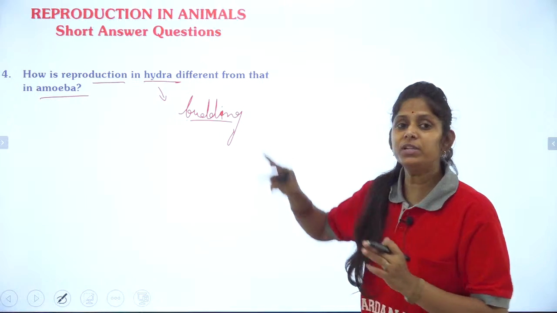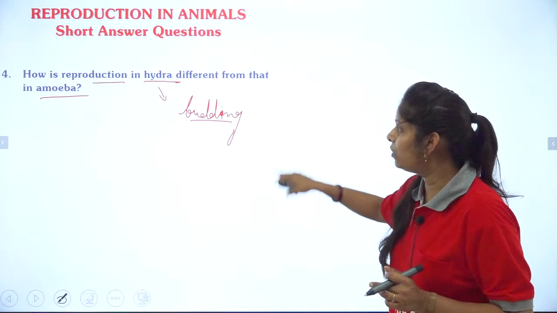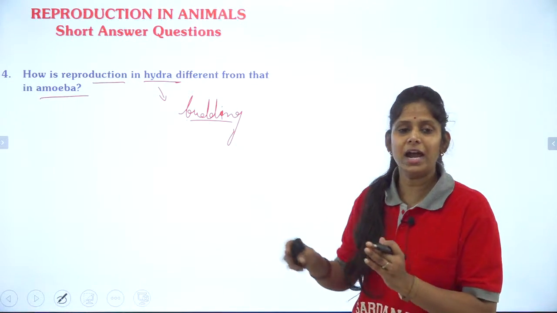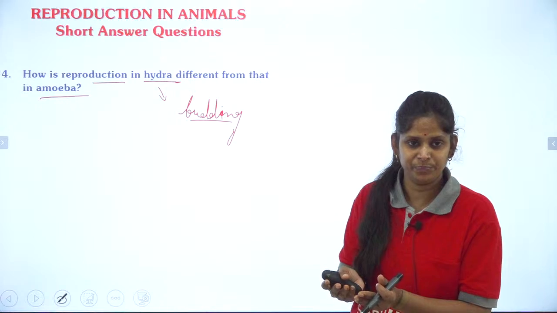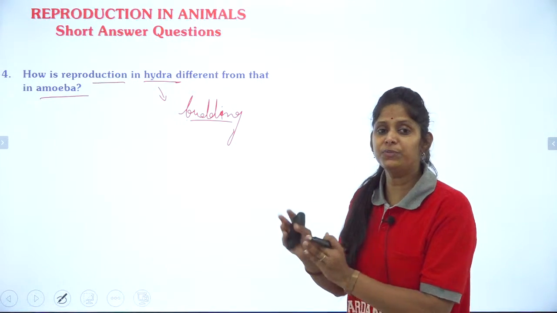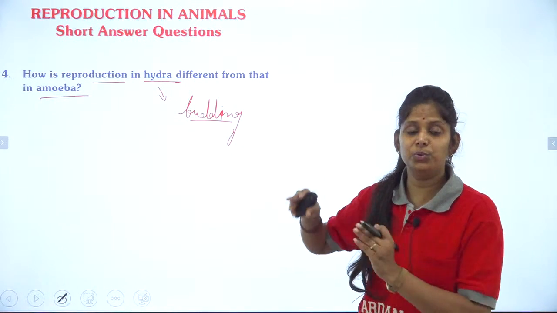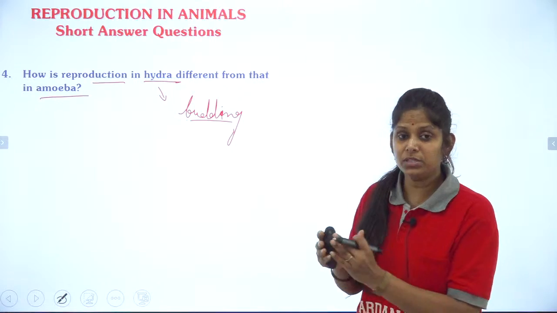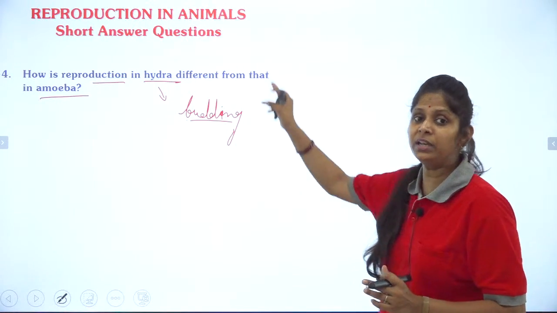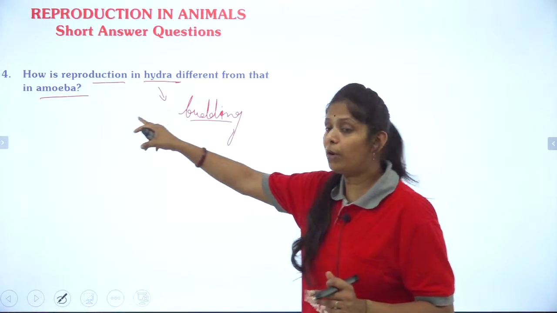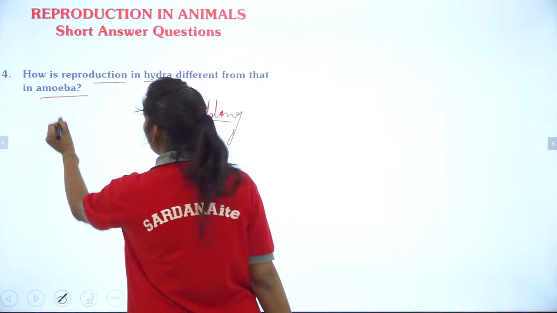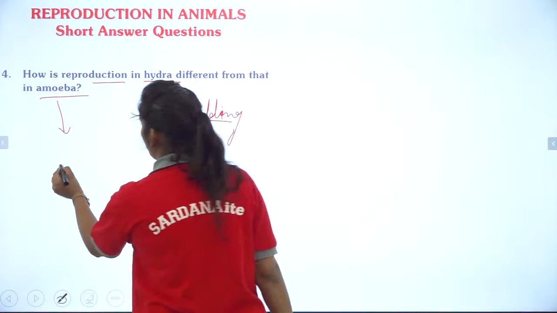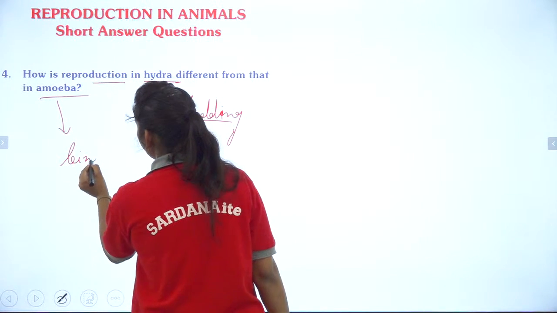A part of its body starts growing as a bud and then separates from the parent's body to grow individually. So this is the mode of asexual reproduction in Hydra. If we talk about amoeba, amoeba reproduces by binary fission.